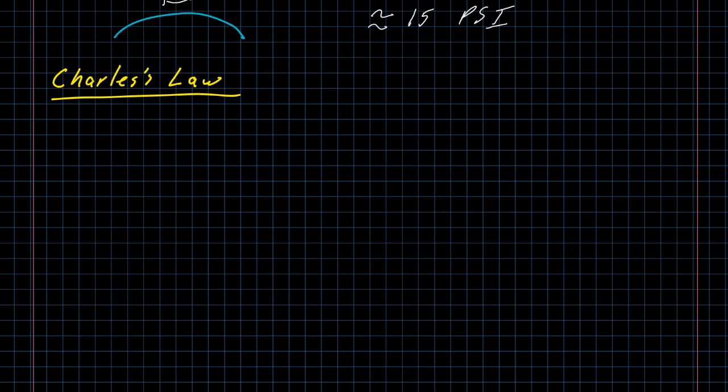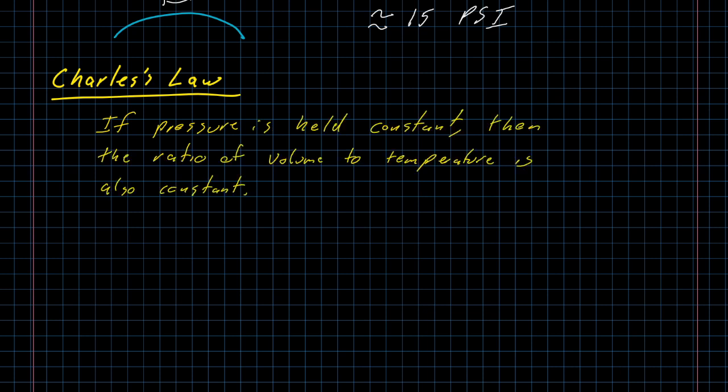I'm going to start off with Charles's law. Charles's law tells us that if pressure is held constant, then the ratio of volume to temperature is also constant. Oftentimes you see this written as V1 over T1 equals V2 over T2.